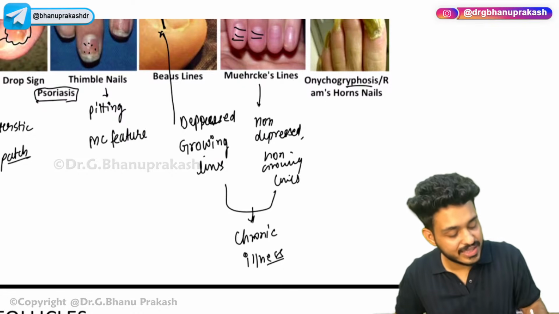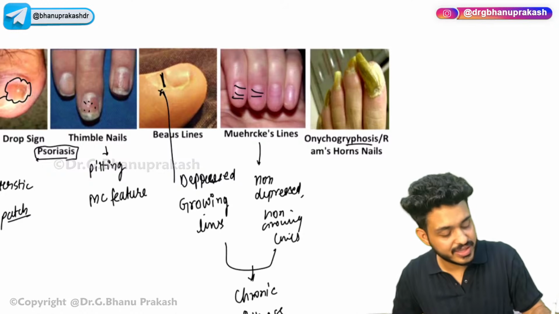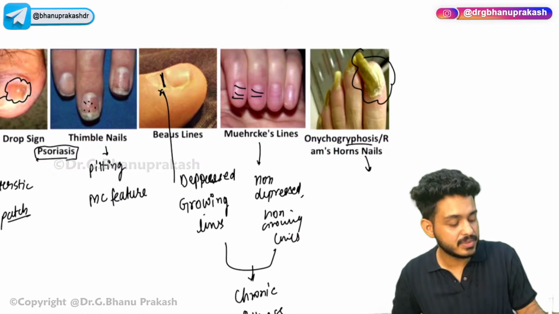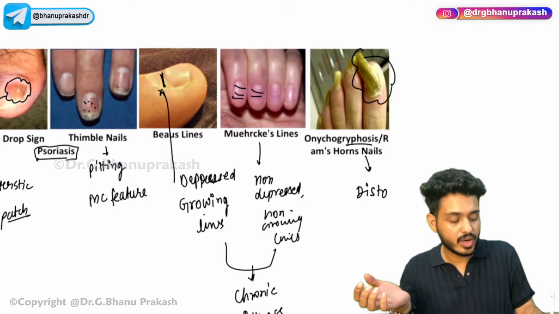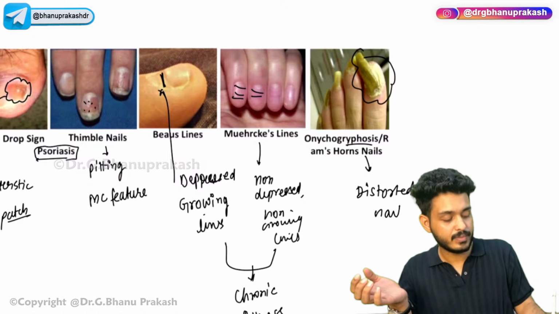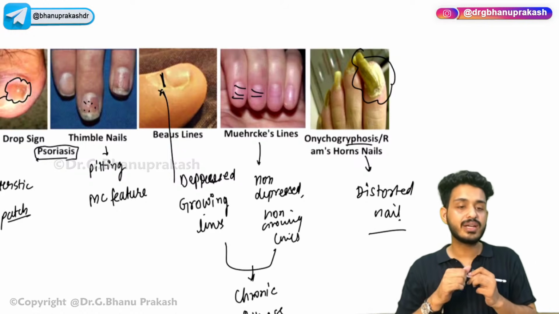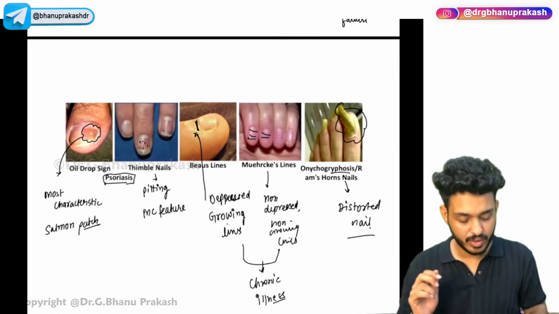And this one is your distorted nail. Can you appreciate? This is a distorted nail, and this is also known as ram's horn nails. This is basically a distorted nail that you are finding over here.